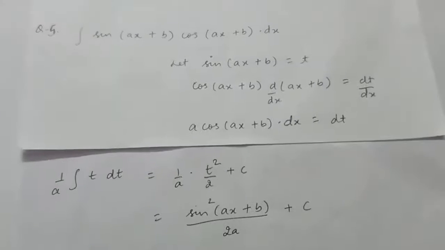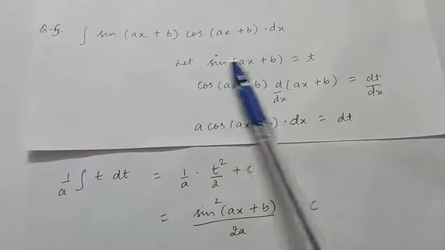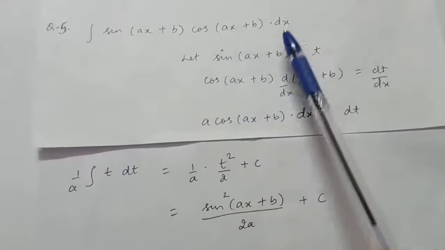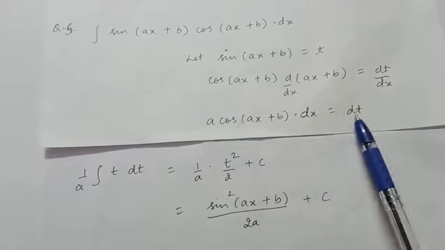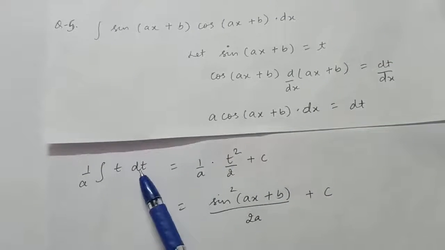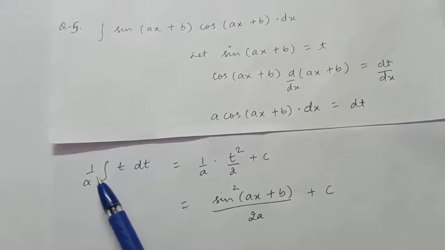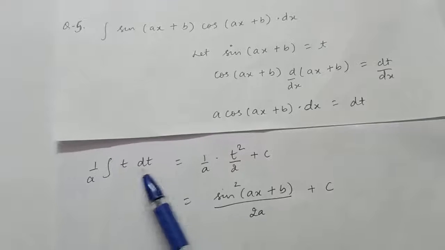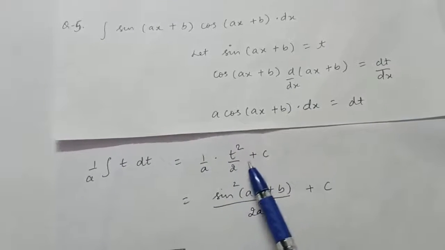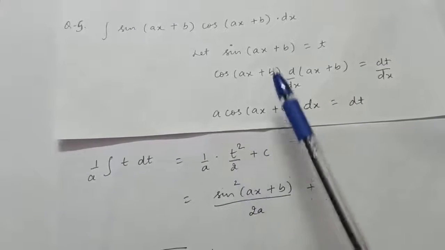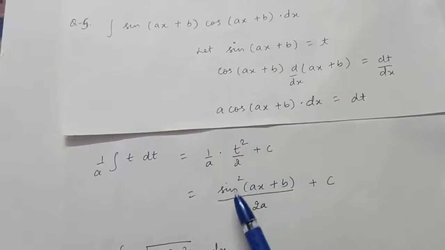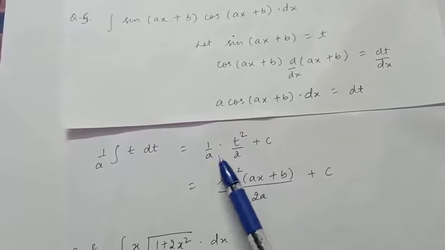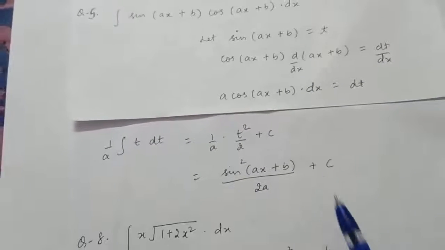So the integral becomes, in place of sin(ax plus b) put t, and in place of cos(ax plus b) dx, 1 by a dt. So 1 by a dt, right? 1 by a I have taken outside the integral because it is constant. Now the integral of t is t square by 2 plus c. Now in place of t put the value sin(ax plus b). So this will become sin square(ax plus b) upon 2a plus c, right?